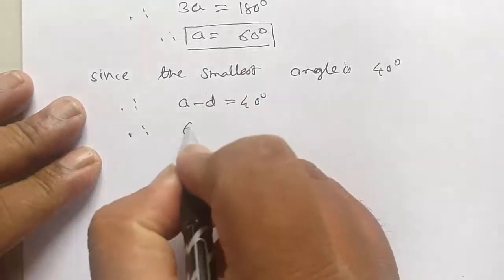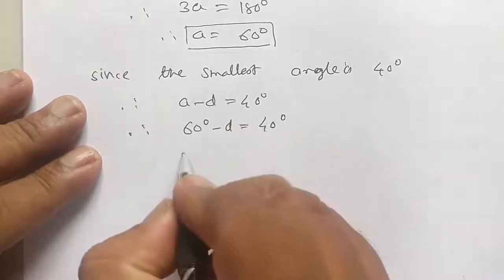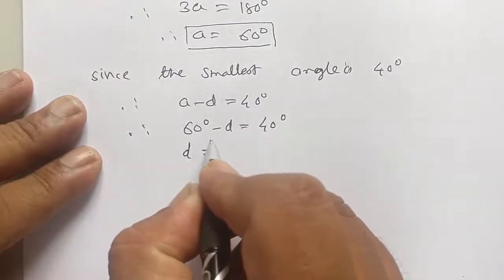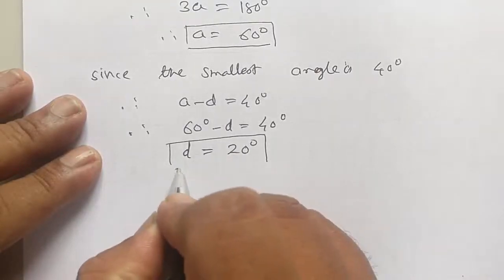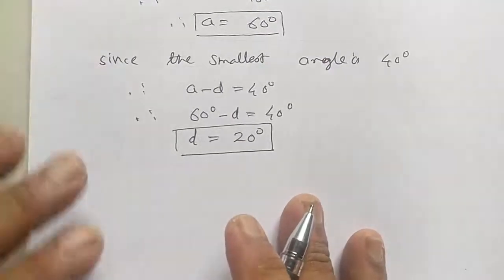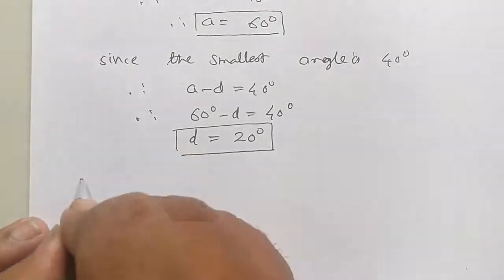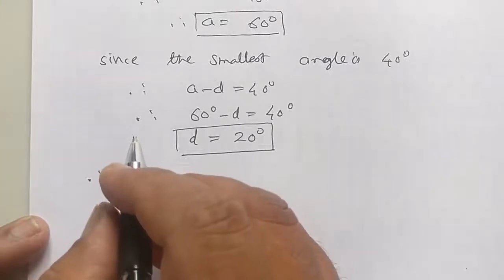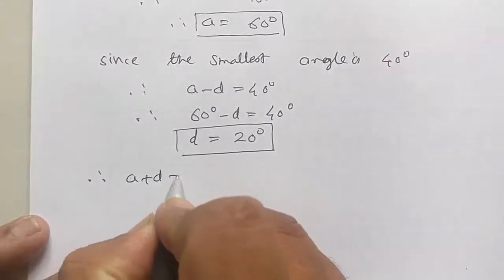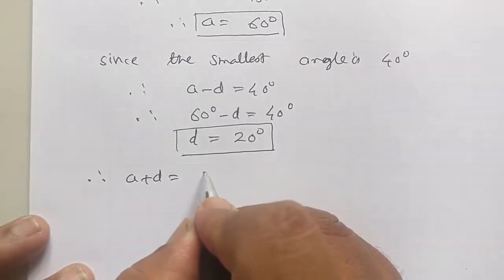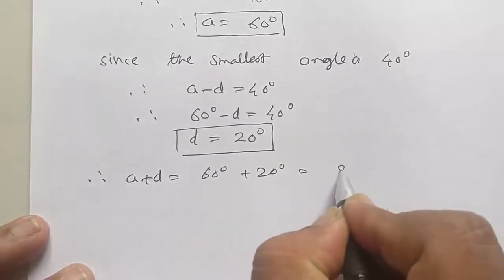Since a is 60 degree, minus d is equal to 40 degree. Therefore d is equal to 20 degree. So we get the value of d, value of a. Therefore the angles of a triangle are, a plus d is equal to, a is 60 degree and d is 20 degree, is equal to 80 degree.